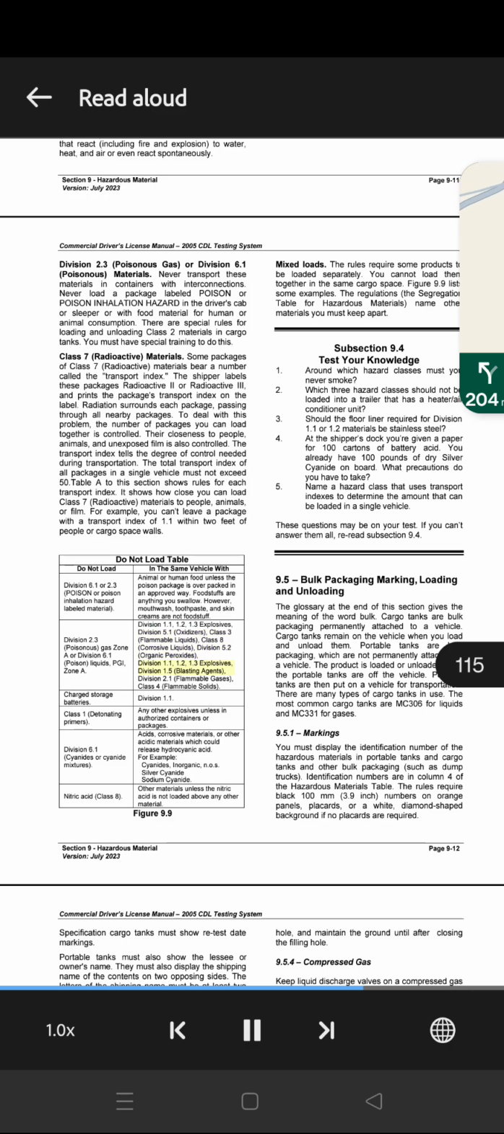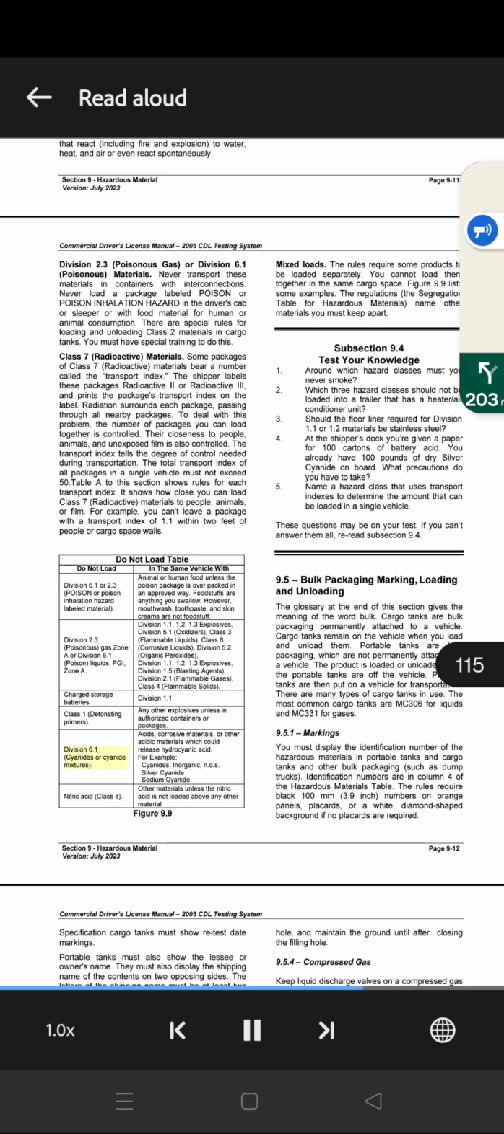Division 1.1, 1.2, 1.3 Explosives, Division 1.5 Blasting Agents. Division 2.1 Flammable Gases, Class 4 Flammable Solids. Charged Storage Batteries. Division 1.1 Class 1 Detonating Primers. Any other explosives unless in authorized containers or packages.